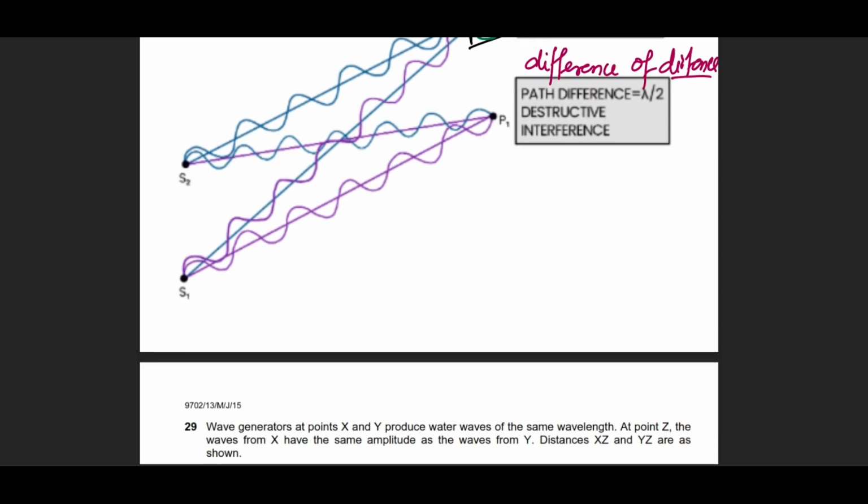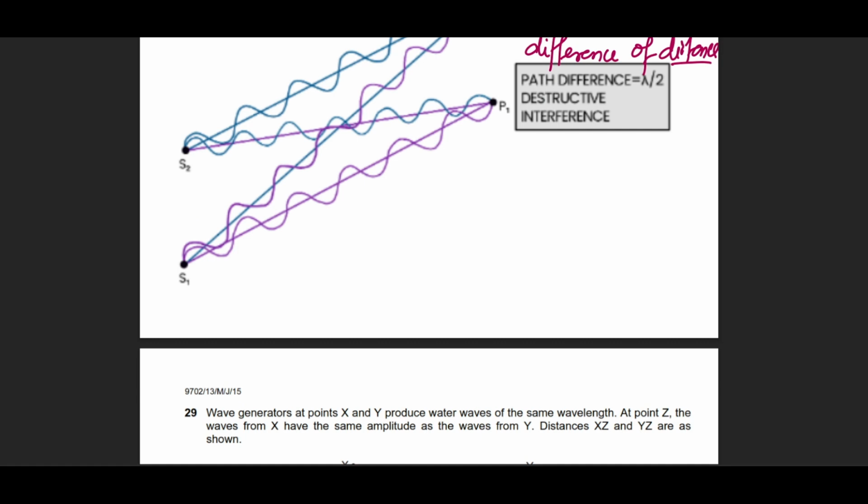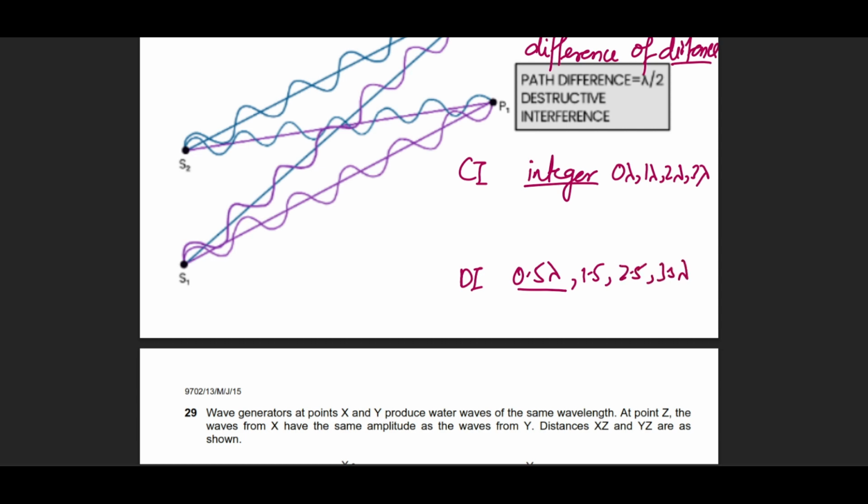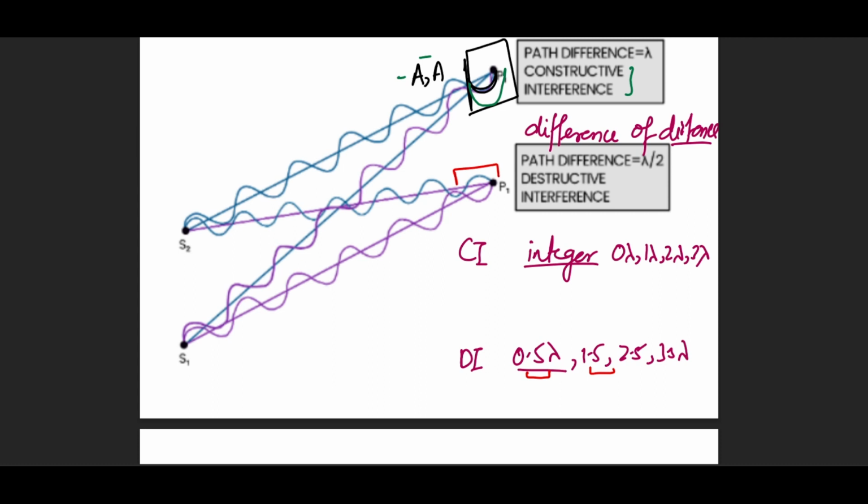Okay, so a general shortcut is that if you get an integer as the path difference, let's say 0 lambda, 1 lambda, 2 lambda, 3 lambda, that means it's going to be constructive interference. For destructive interference, you will get an odd multiple of 0.5 lambda. So 0.5, 1.5, 2.5, 3.5 will be your destructive interference. Now be advised, it has to be 0.5. Why? Because at the end of the journey, only half of the wavelength can be different from one another.